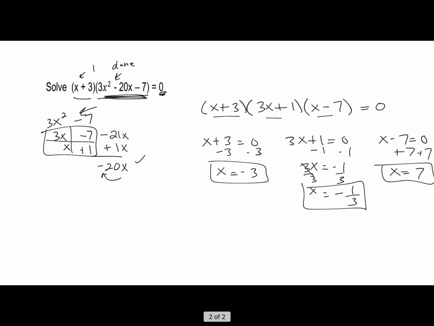And we can always check those solutions by plugging them back in for x and see if we get a true statement.